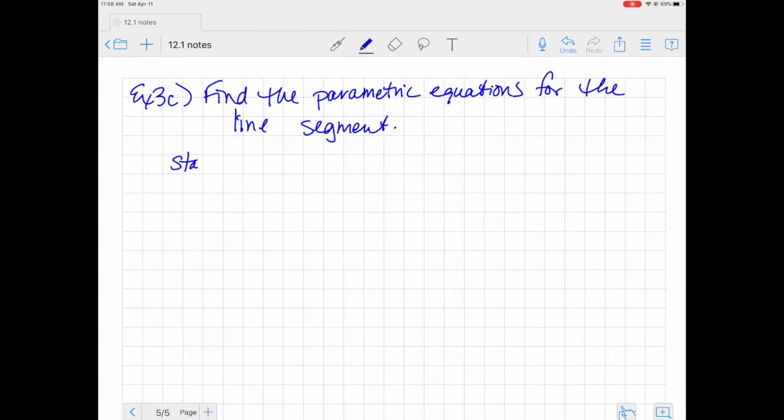So we're going to start at the point P, 4, 7, and end at the point Q, 2, negative 3. All right? So we are going to start and stop.